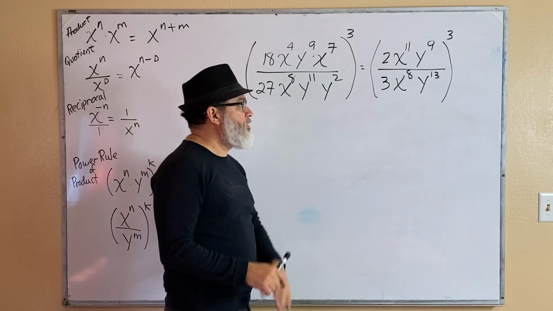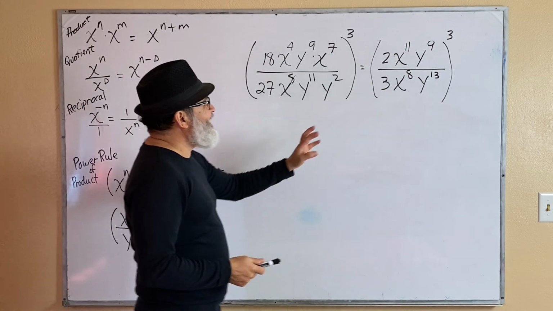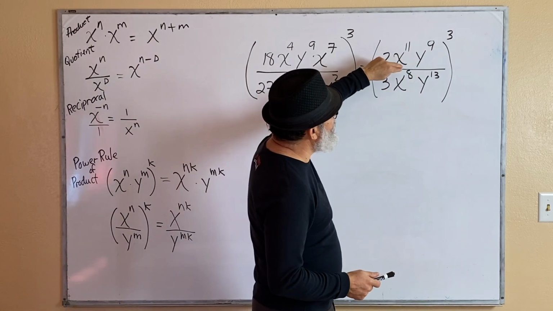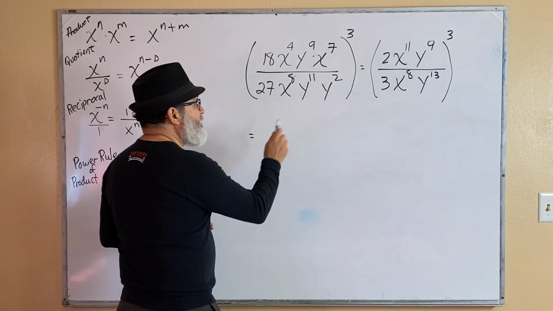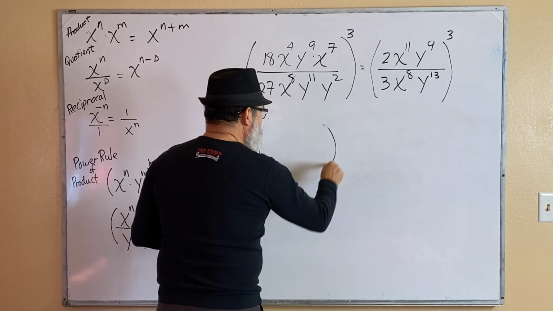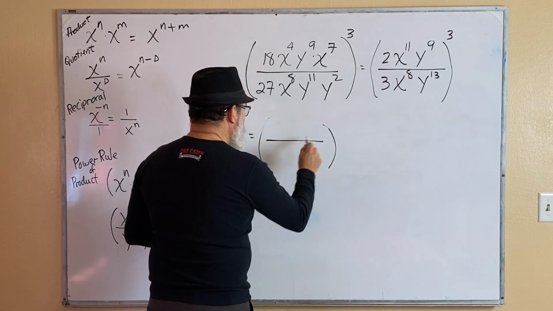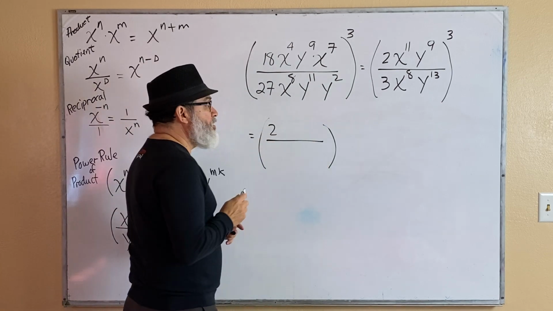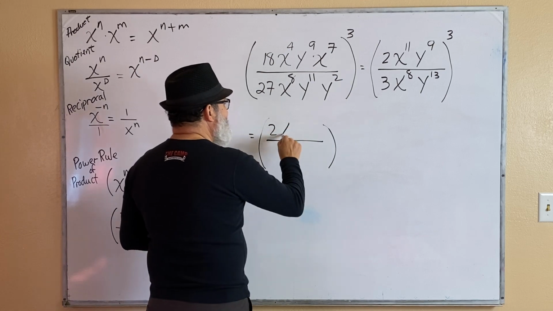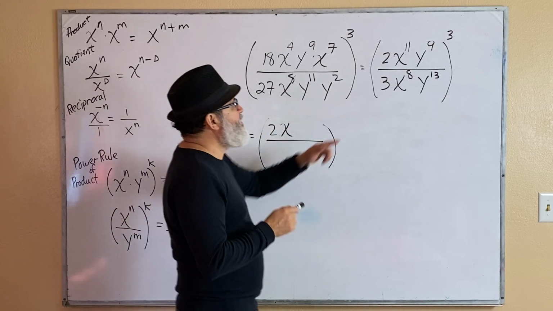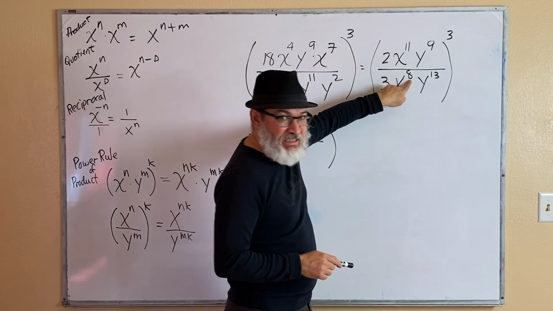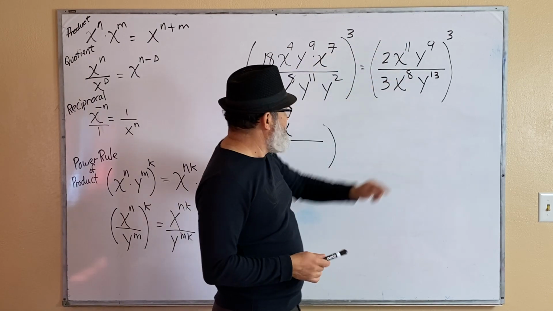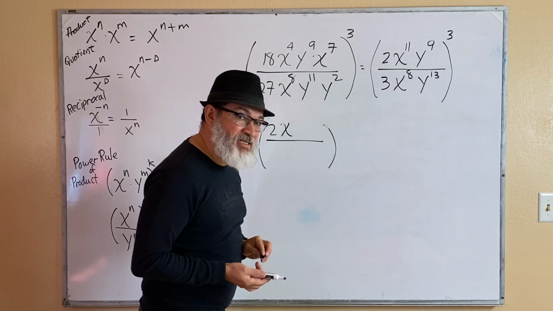I'm not done. In the house, I'm going to apply the quotient rule. So this becomes what? The house. That's a 2 up in the numerator. And now I'm going to say x to the 11 minus 8. What's 11 minus 8? 3.